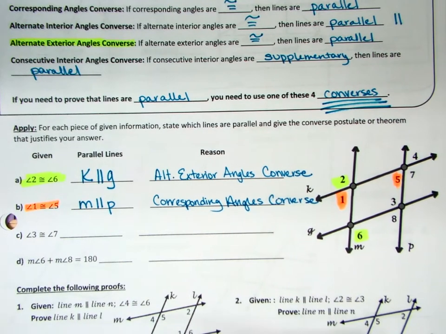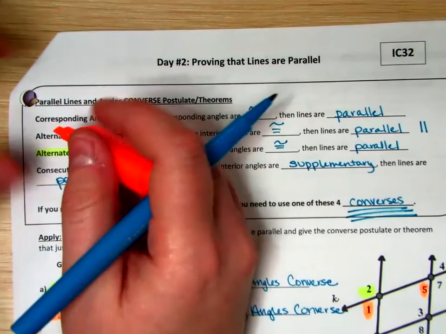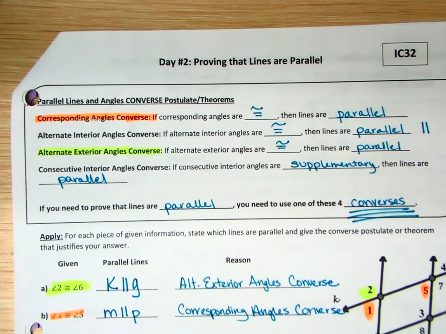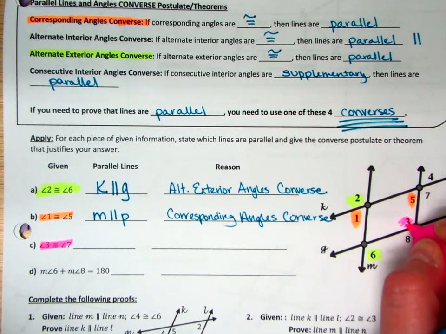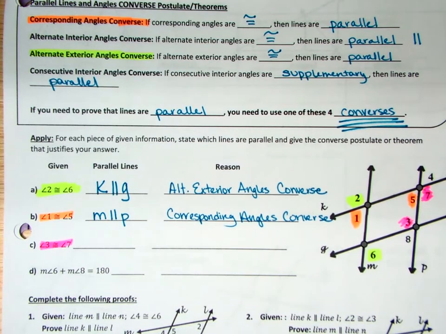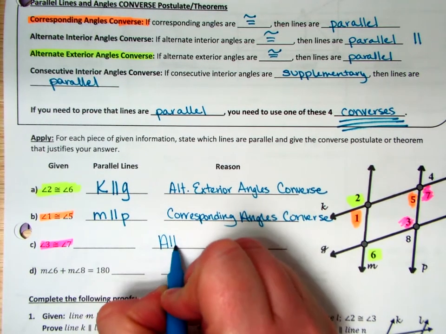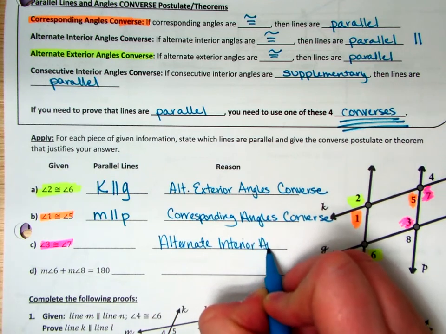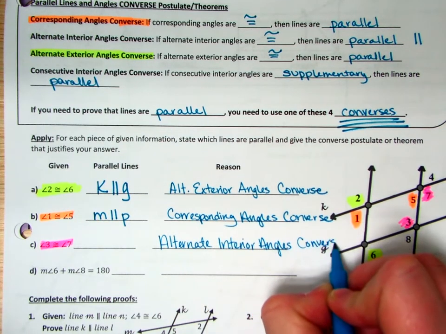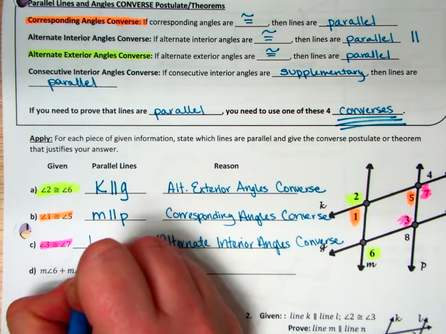Next we have 3 and 7. Oops, I forgot to highlight up above. Orange. Corresponding angles converse up above. Apologize. So 3 and 7 are right here. They are on the interior, so we have either consecutive interior or alternate interior. They're on opposite sides, so they're alternate interior. So this is going to be the alternate interior angles converse. They are on transversal P, line P, so that means K and G are parallel.